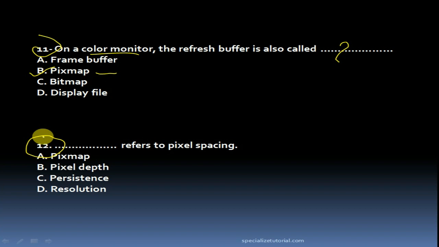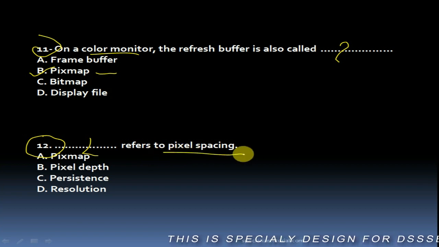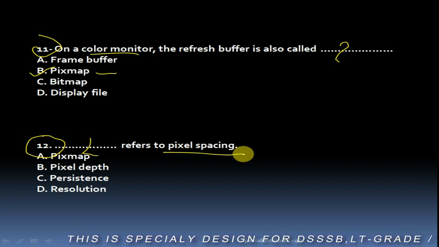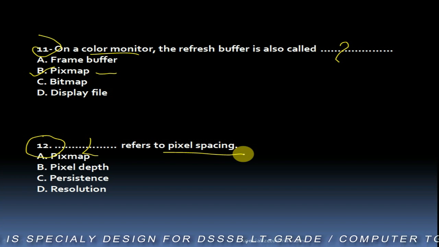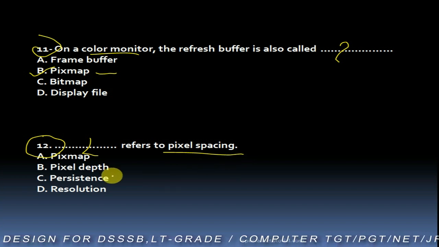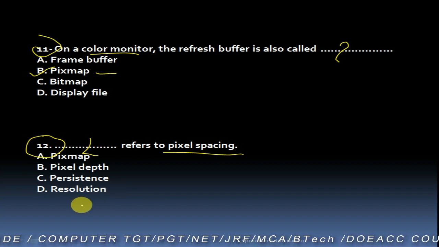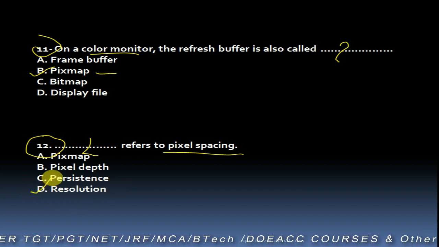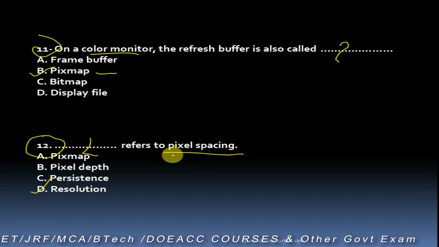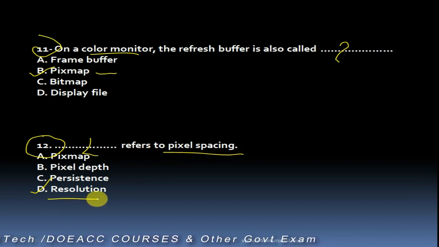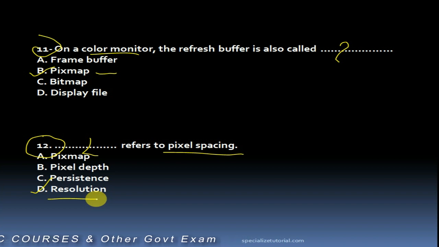Question number 12. What refers to pixel spacing? The options are pixmap, pixel depth, persistence and resolution. So D, resolution, basically refers to pixel spacing. So here is the question, what is resolution? In a computer, resolution is the number of pixels.